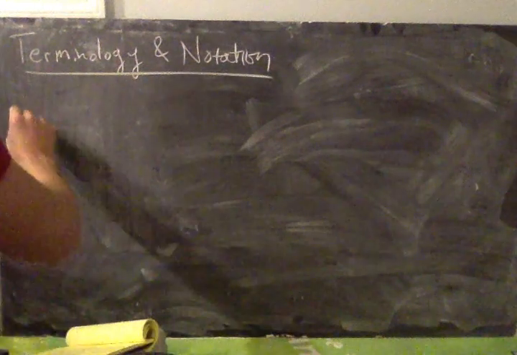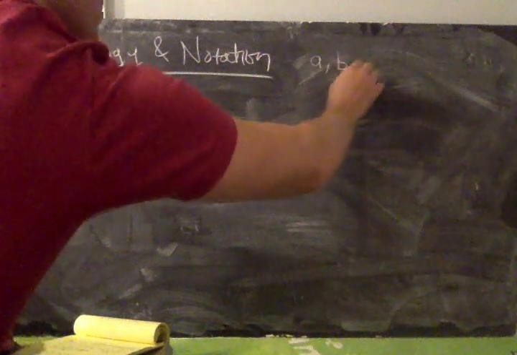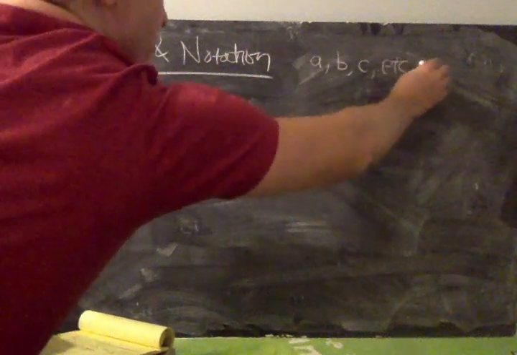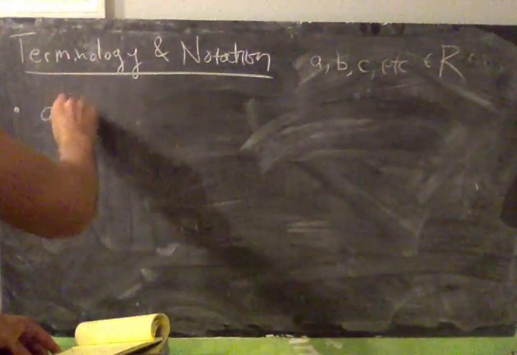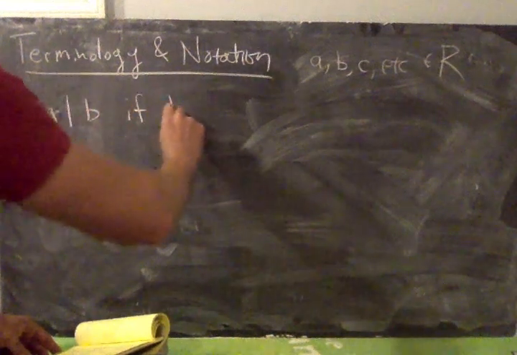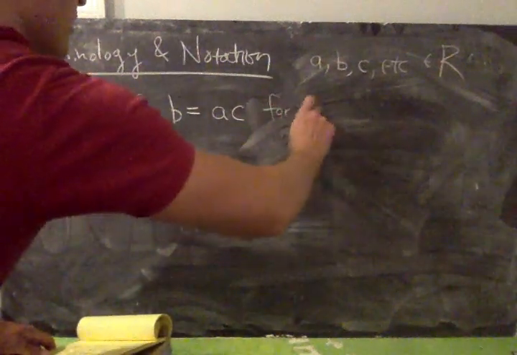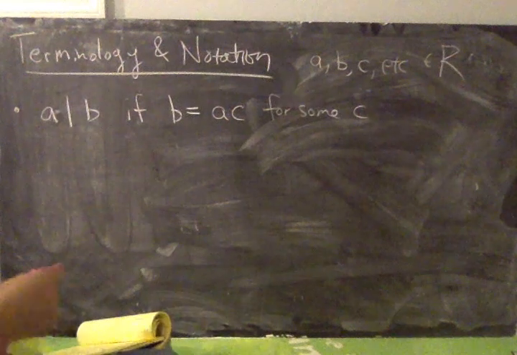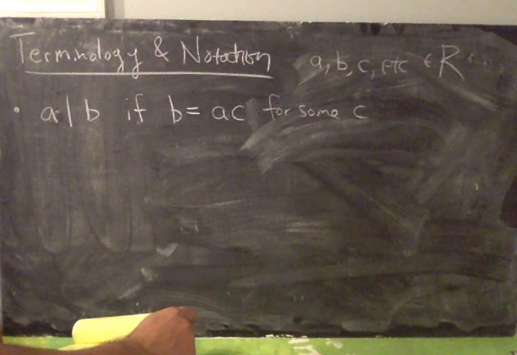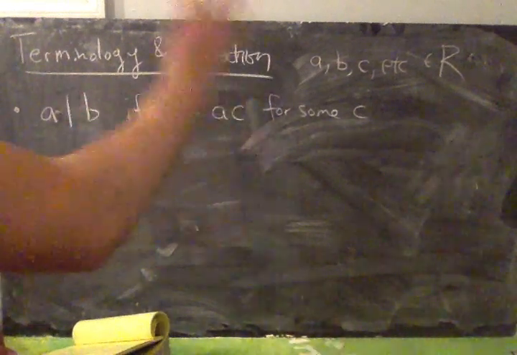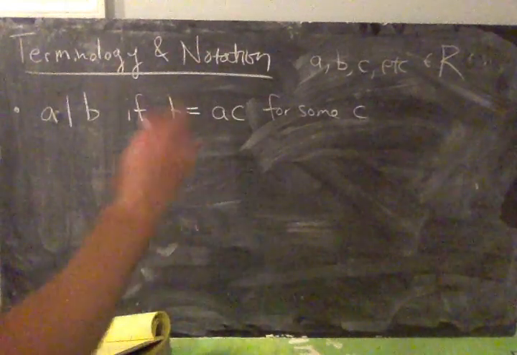Okay, so first thing is we'll say that A, B, C, etc. are elements of our integral domain. We say A divides B if B is A times some C, for some C. This is read "A divides B." We've seen that before in other specific contexts, but this terminology works just fine even in a general ring, not necessarily an integral domain.